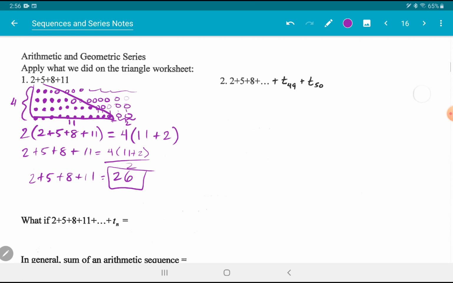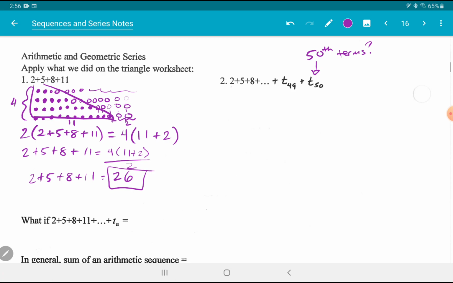2 plus 5 plus 8 plus 11 plus all the way until, let's say I ask you to find the sum of 50 terms, right? T sub 50 is, we need to find 50 terms. So I don't even know, what is that 50th term, right? So we actually got to figure that out.